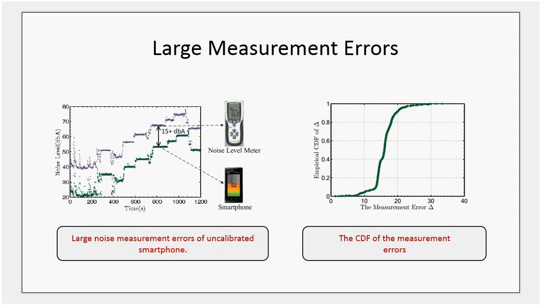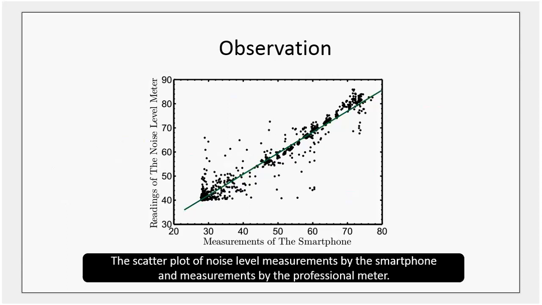Our approach for calibration is motivated by one observation. We plot the scatter plot of the data from the smartphones and also the measurements from the professional meter. The x-axis is smartphone measurements, the y-axis is the true value. As you can see, there is a clear linear relationship between the two values. So we can use, for example, regression techniques to derive the slope of the line. And also we need to derive the offset in order to calibrate the measurements from the smartphones.